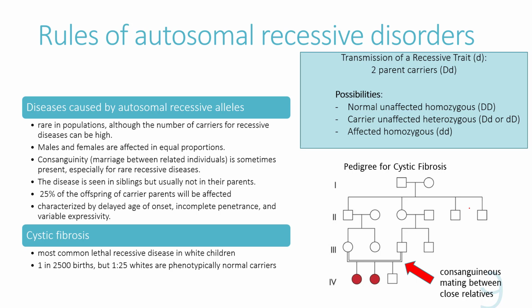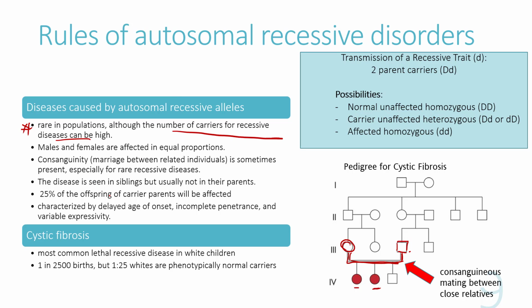So just some rules of autosomal recessive disorders. Again, rare in populations, although the number of carriers for recessive disorders can be high because the person doesn't know they have the disorder, right? Males and females are affected in equal proportion, so it doesn't matter whether you're male or female, you have the same recurrence risk of getting or not getting the disorder. Consanguinity. So if you have this double line over here, this is a mating between two close relatives, between a female and a male, and it increases the risk of a person getting it, right?